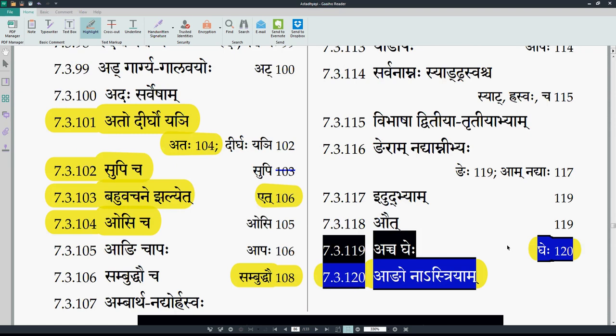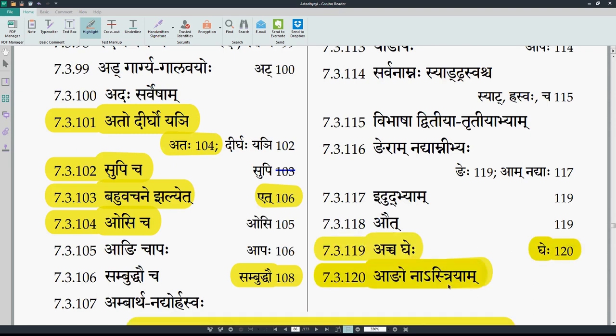Seven three double one nine. 119 says Achyaghe. We just saw Ango Nastriyam, and here out, Idudbhyam out. So all these are in sequence. Idudbhyam out Achyaghe. But out and Achyaghe, in some sutra patas they are combined as Aud Achyaghe. Sutra is Aud Achyaghe. So some versions of Kashika will have this Aud Achyaghe.